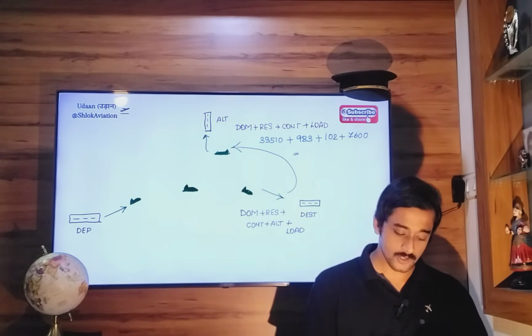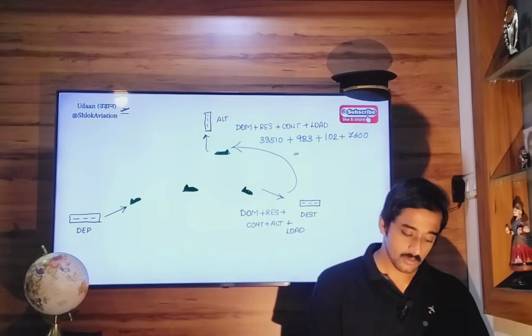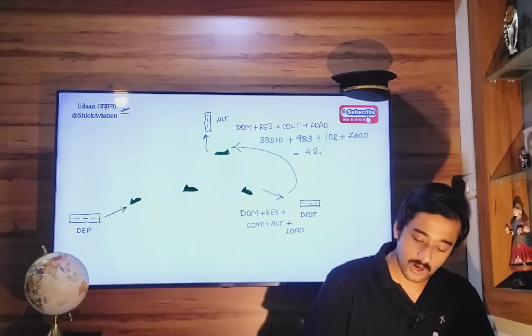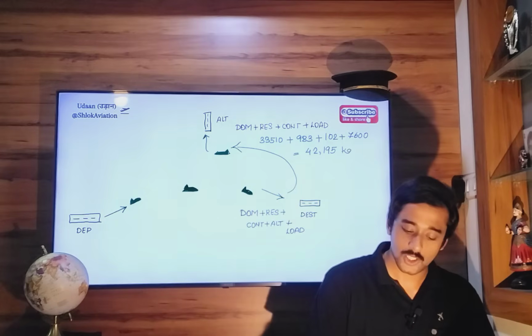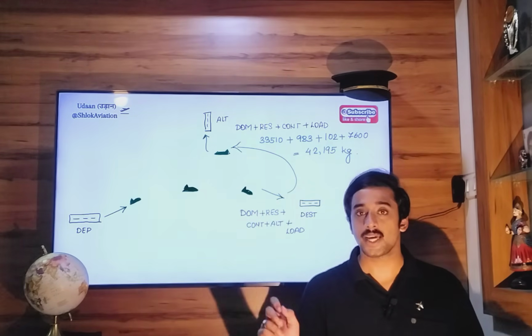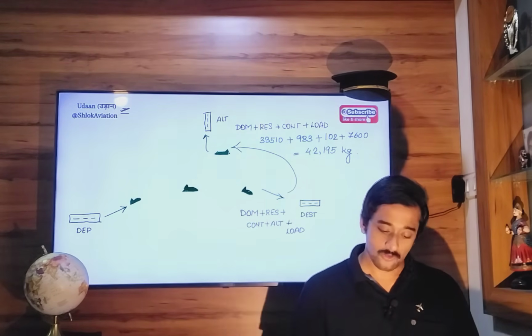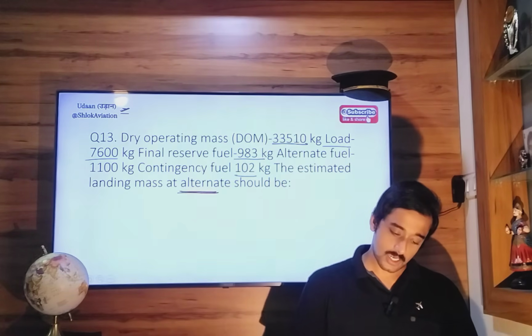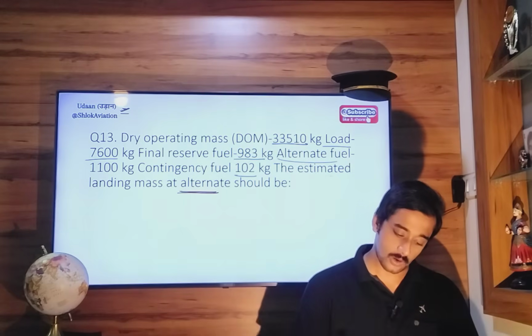So 33,510 plus 983 plus 102 plus 7,600 is 42,195. So the weight of this aircraft at the time of landing at alternate aerodrome will be 42,195. Subtract alternate fuel because you are going to the alternate.